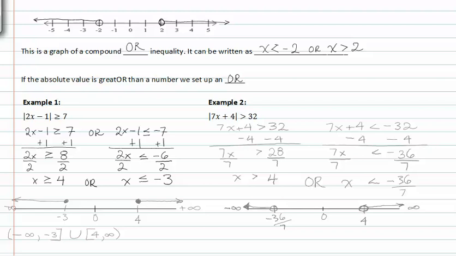Since this is an OR inequality, we unite the two pieces. So our interval in which this absolute value inequality is true is from negative infinity to negative 36/7, or 4 to positive infinity.